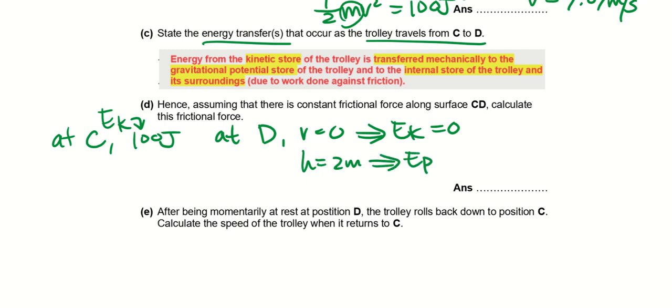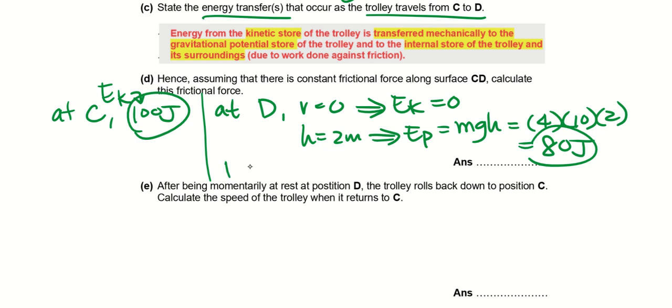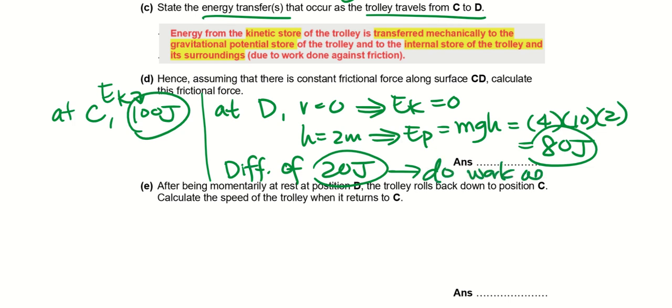Therefore, the energy in the gravitational potential store is going to be, I do a quick calculation, 4 times 10 times the height of 2, it will be 80 joules. Oh, look at the difference. The total energy at C is 100 joules. Total energy at D is 80 joules. That means there is a difference of 20 joules. Where did this 20 joules go to? It is used to do work against the frictional force.